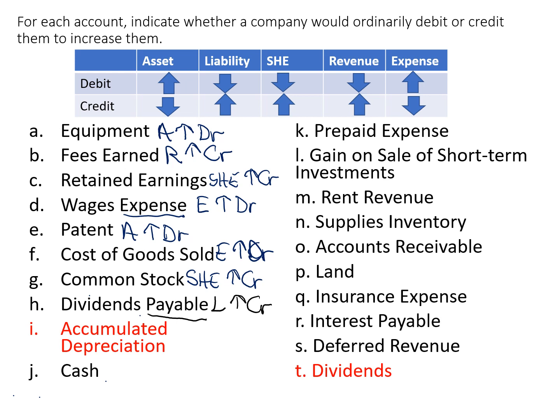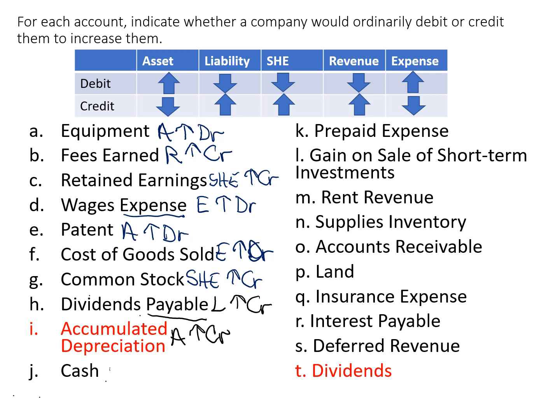Accumulated depreciation is an asset, but notice it's in red, and the reason it's in red is accumulated depreciation is what we call a contra asset, meaning it's contrary, meaning that it is an asset that is increased by a credit, which overall decreases the book value of the equipment. But I just want you to start learning the little nuances and exceptions.